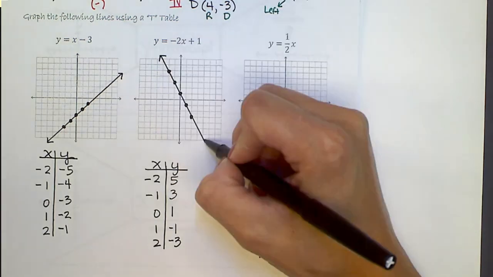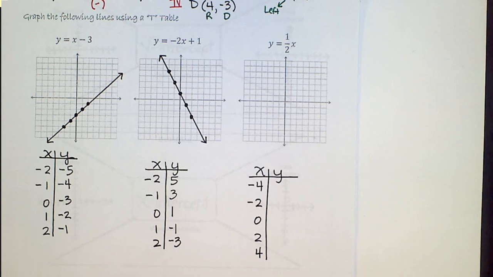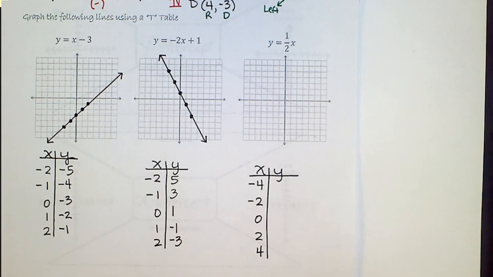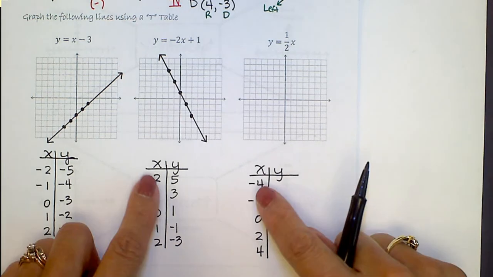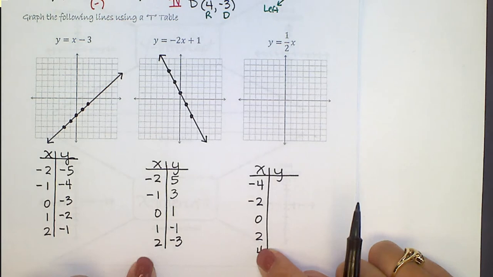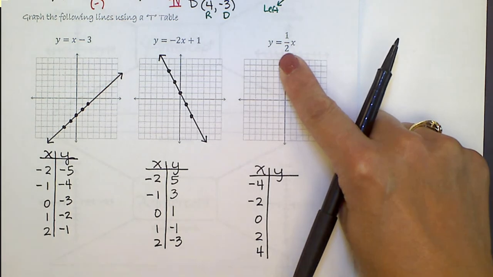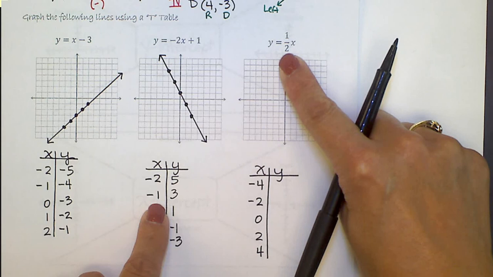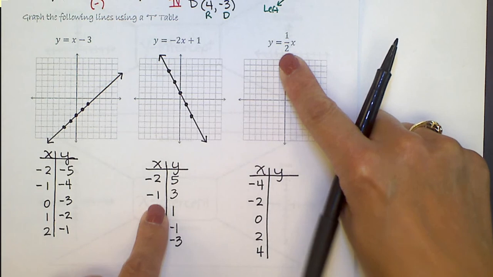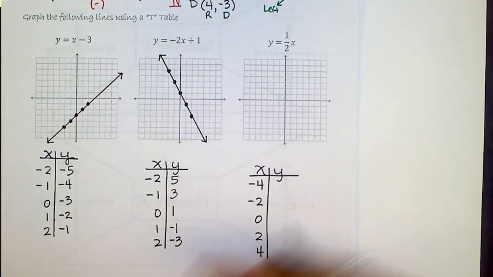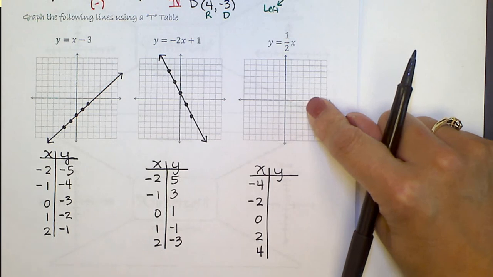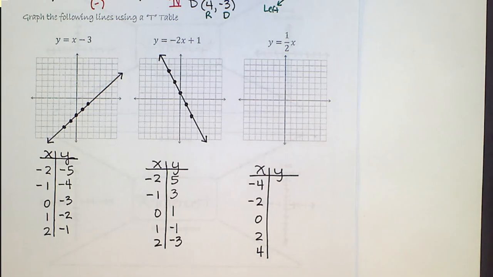arrows on your graph. Now the final one, we're doing y equals 1/2 x, and you'll notice I've changed my values of x because I'm going to have to take half of these numbers. So I really don't want to take half of -1. It's possible you get 0.5, but that's awfully hard to graph when the graph is counting by whole numbers.